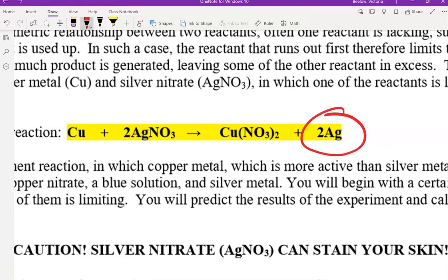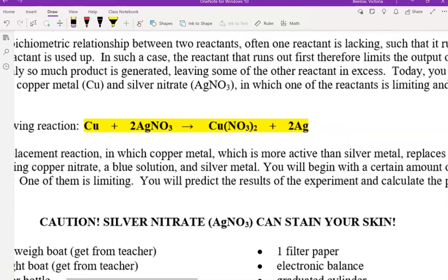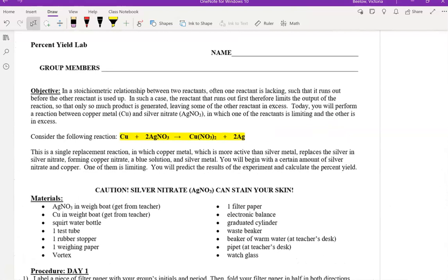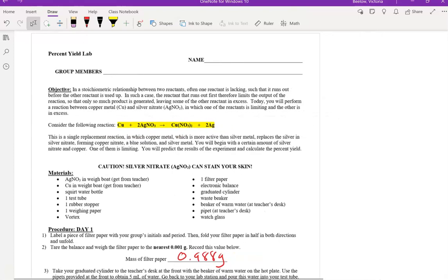The product that we're interested in is silver, which is the precipitate that you get out of this reaction. Copper nitrate, that's also soluble. It turns the solution blue actually, but that dissolves in the water. So we're interested in the precipitate, which is silver. Yes, this lab actually yields silver. Not the best quality, but you can actually see some of the shiny flecks in the precipitate.